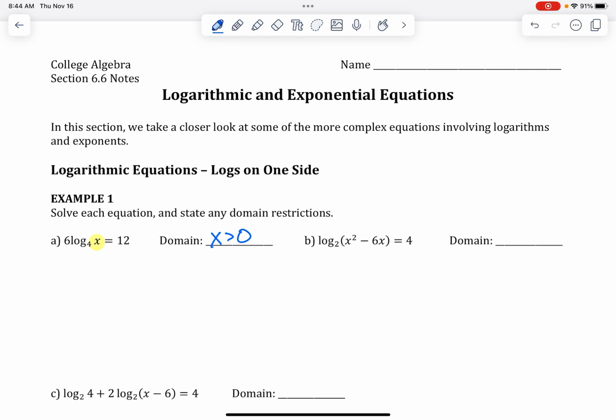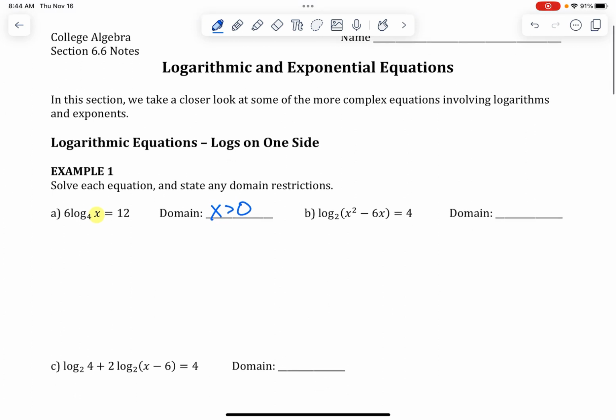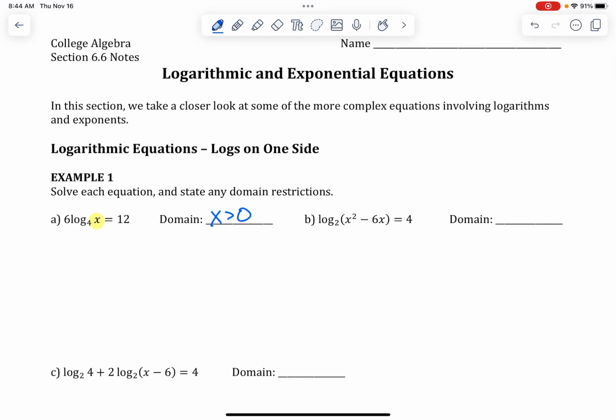So with that in mind, we can solve this, and we're just basically using our properties. So remember, when we have the number in front of the log, that can be treated as an exponent. So you can write this as x to the 6th equals 12. And at this point, it's really just rewriting it in exponential form. There's nothing really fancy about this. It's just sort of a review, I guess, of some simpler types of problems. And so we would have 4 to the 12th equals x to the 6th.